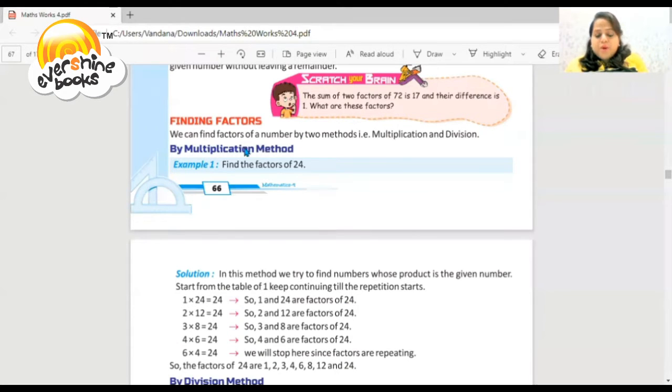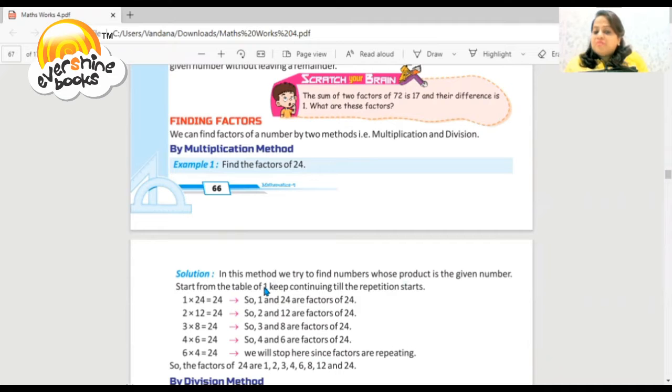Students, these are your important topics, finding factors. We can find factors of a number by two methods. First is your multiplication and second is your division. So, by multiplication method, find the factors of 24. This is your solution. In this method, we try to find numbers whose product is the given number.